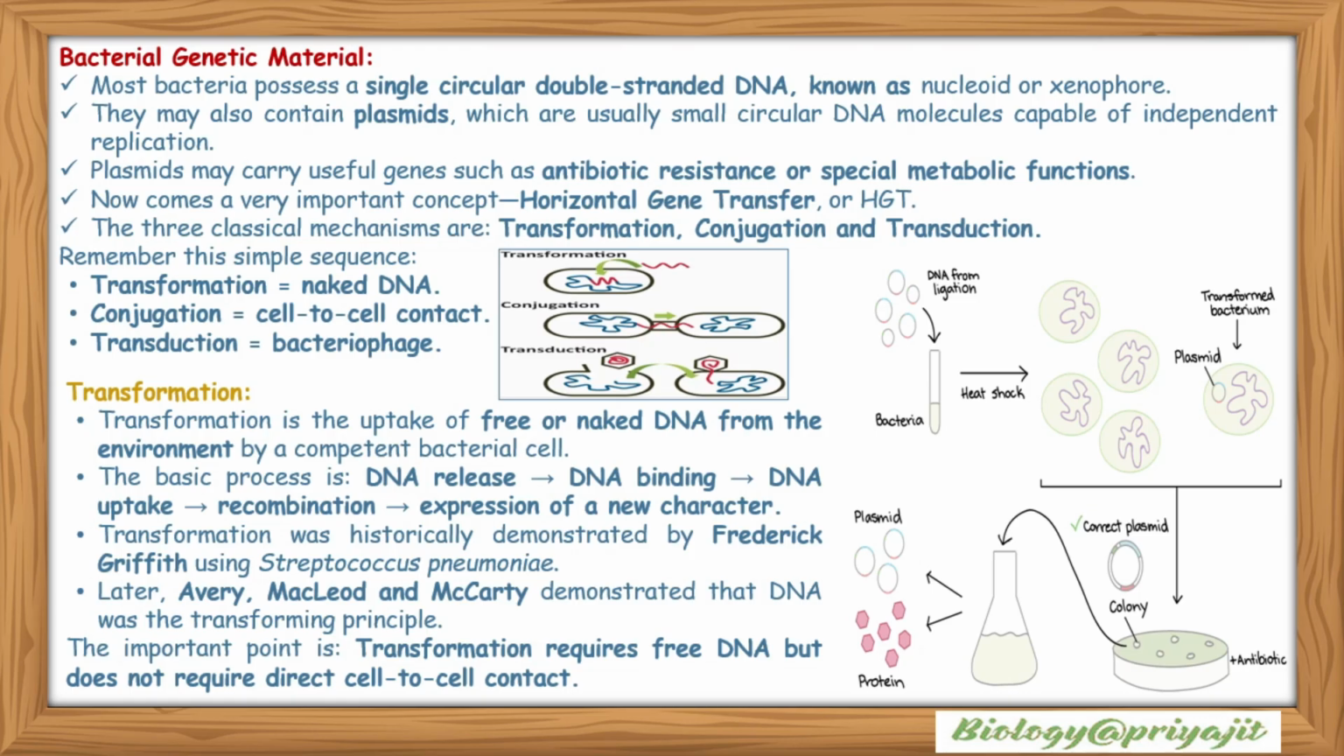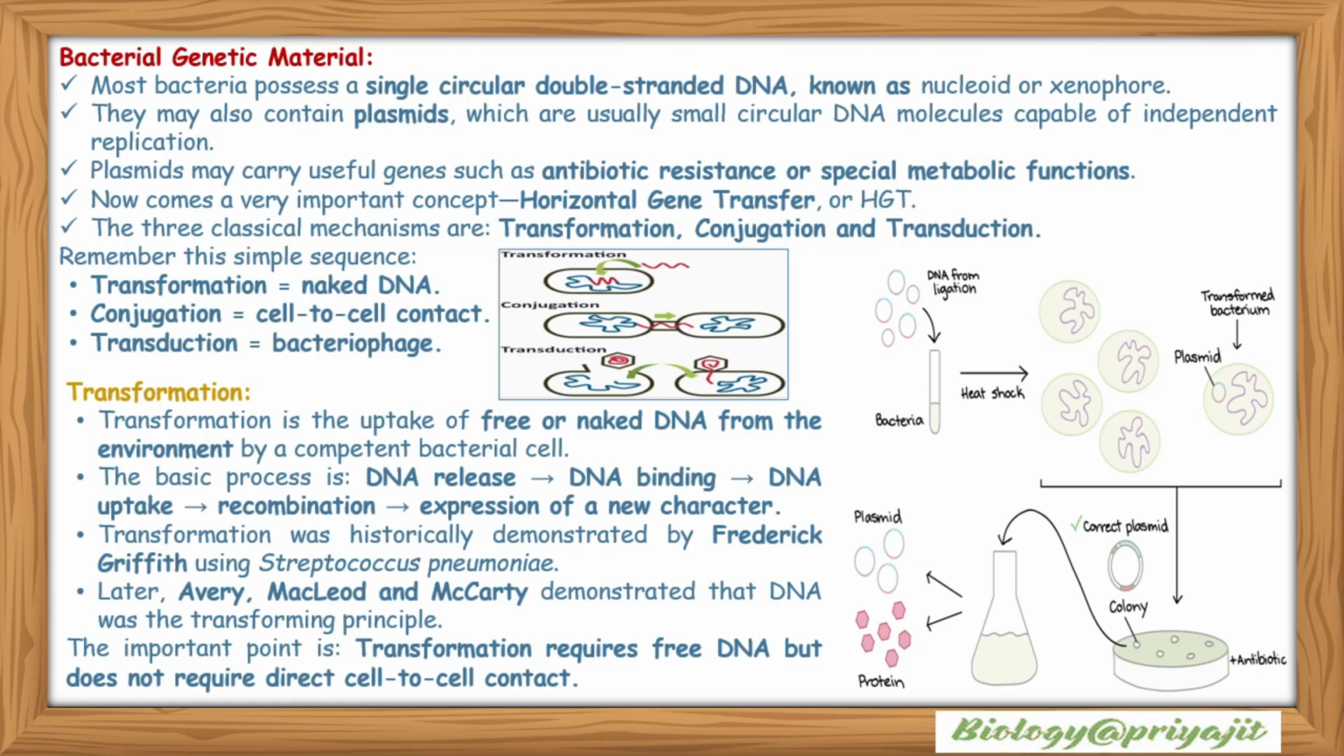Now we come to a very important concept, horizontal gene transfer or HGT. The three classical mechanisms are transformation, conjugation and transduction. Remember this simple sequence: transformation is mediated by naked DNA, conjugation requires cell to cell contact, and transduction is a process mediated by bacteriophage.